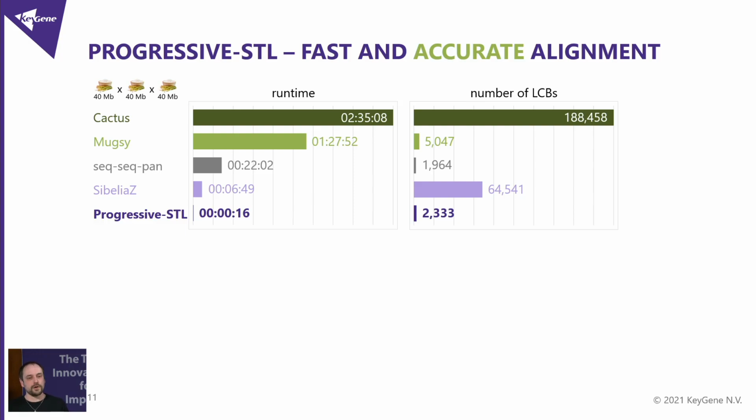So a small number of LCBs means that these genomes are aligned mostly collinear, whereas a large number of LCBs would indicate many structural differences. Now, we know that these 3 rice chromosomes are relatively collinear. So we expect a small number of LCBs, and we see that many of the tools produce 1 or 2,000 of these LCBs, with a large outlier, Cactus, which produces hundreds of thousands of LCBs.